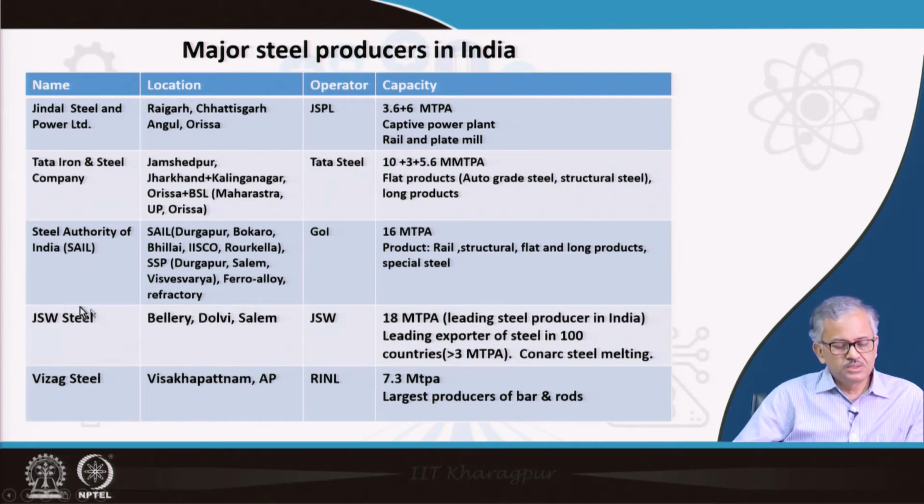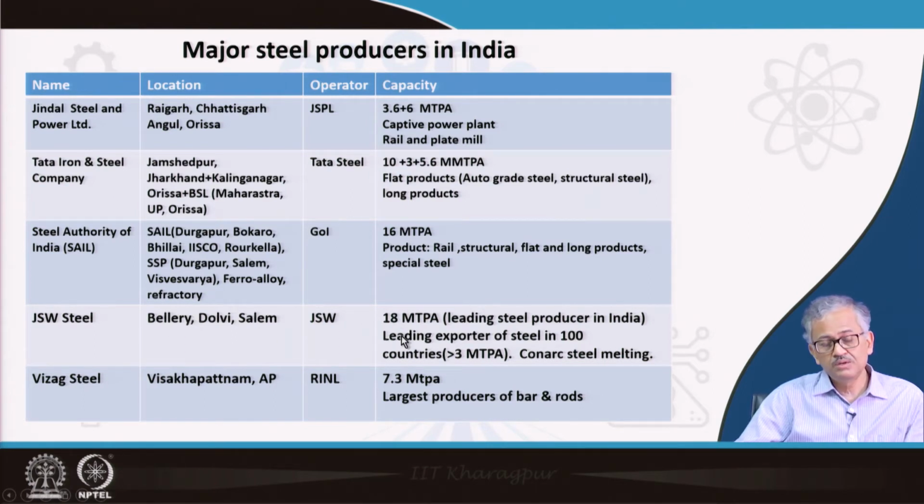And then come the JSW Steel, Jindal Steel, and this is also Jindal Steel and Power Limited. This is JSW Steel. This is also operated by JSW, and they have units in Bellary, Karnataka, then Dolvi in Maharashtra, and Salem in Tamil Nadu.